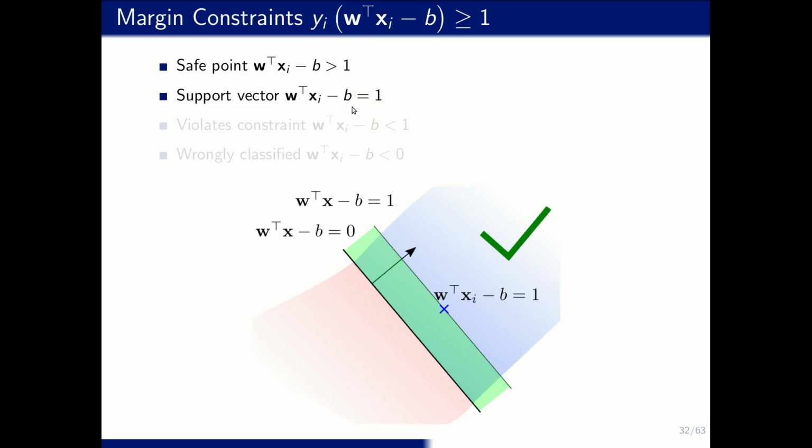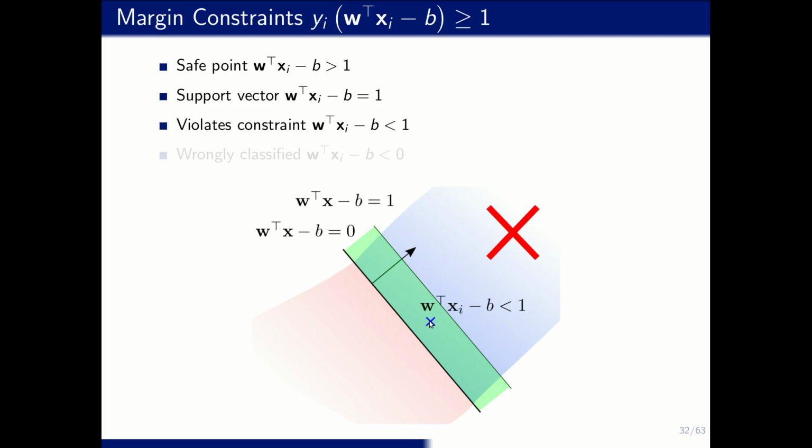So now w transposed xi minus b is exactly 1, rather than strictly larger than 1. So this is still a good point. It still fulfills our constraint and we are still happy with this point, but it's already getting close. Now say, oopsie, this point moves over the margin hyperplane and now the constraint is violated.